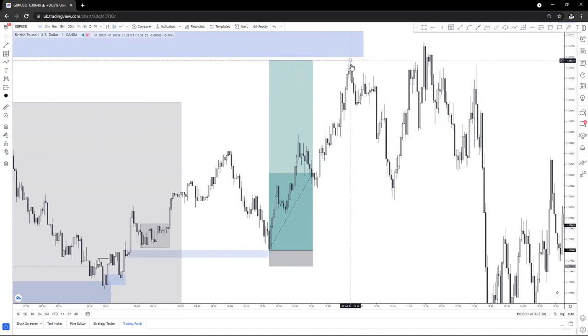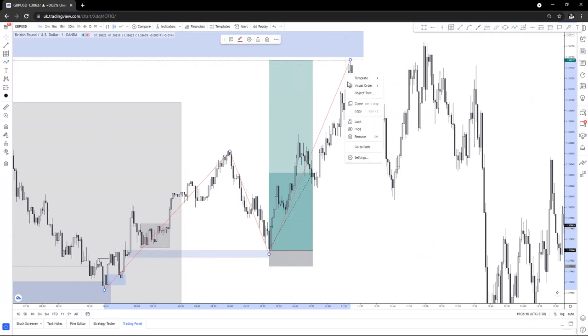The trap has been taken out. The imbalance was not fully filled. Now we have this, it broke structure right here. And the price went higher highs, higher lows, and a new higher high. And I told you.